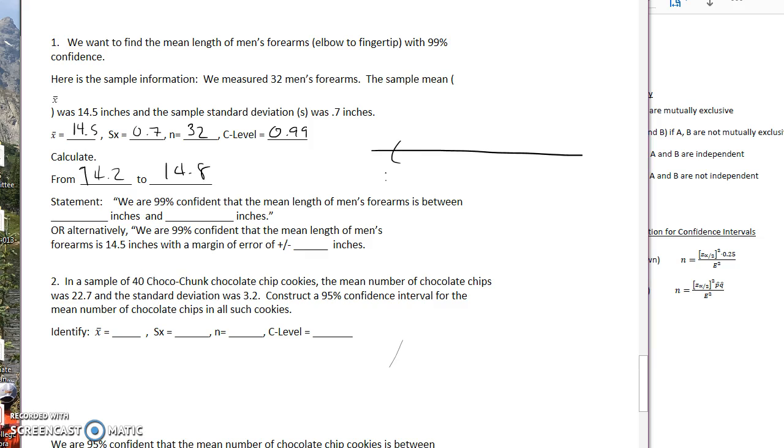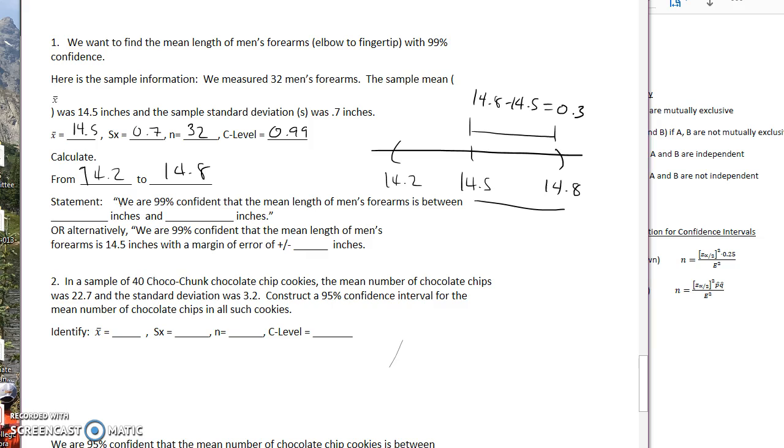So we're going to put 14.2 on the left-hand side. We're going to put 14.8 on the right-hand side. We're going to put our point estimate of 14.5 in the middle. And again, remember to calculate the margin of error, we just take the difference in these two values. So 14.8 minus 14.5, which is 0.3.